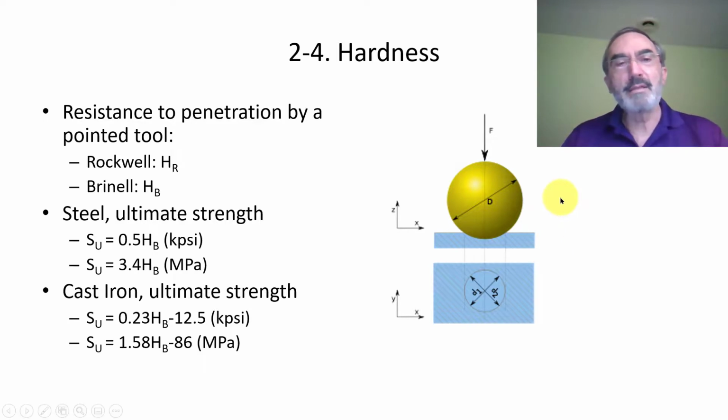So that's one advantage. The disadvantage is that it doesn't measure any property directly. It only gives you this hardness. And Rockwell hardness H sub R is not the same as Brinell hardness H sub B. It's just a number. You can compare one material to the other and say this is harder than the other because the number is different. The indentation is smaller, so the material is harder.